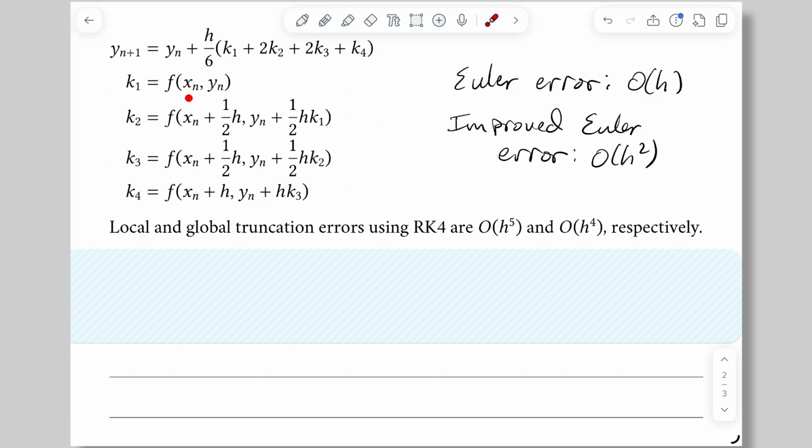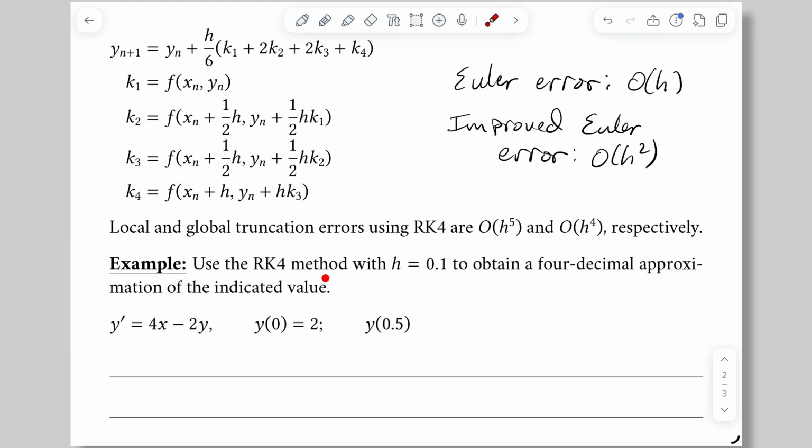What we need is an f of x sub n, y sub n, an initial value for x naught, y naught, and a step size. Use the RK4 method with a step size h equals 0.1, and we're going to get a 4 decimal approximation to the value of y of 1/2 when our slope is given by y prime is equal to 4x minus 2y, and the initial condition y of 0 is equal to 2. You'll notice this is an example that we saw previously. We used the improved Euler's method, so second order Runge-Kutta. And here we're going to see what the difference is in the error and I guess the process as well.